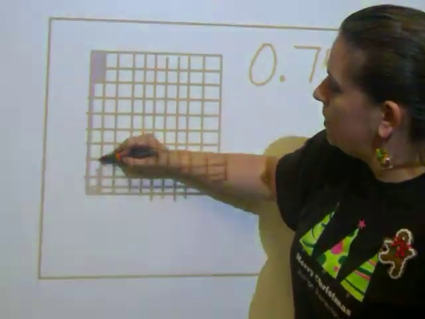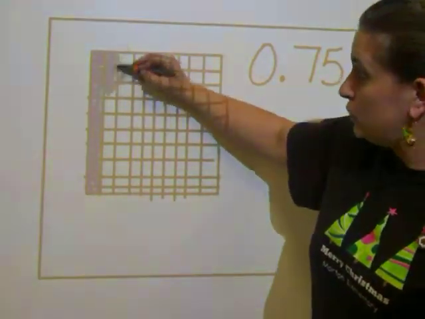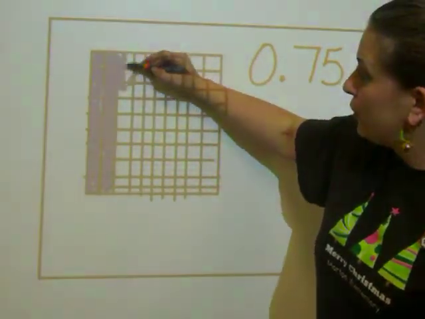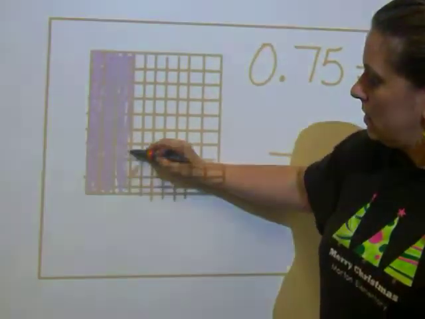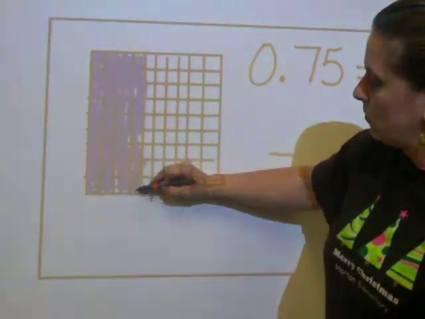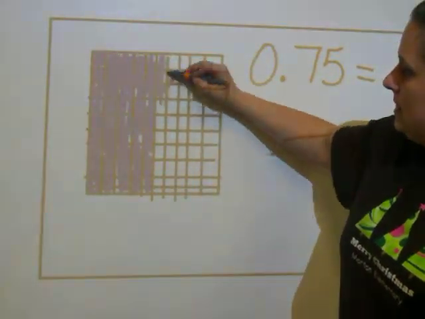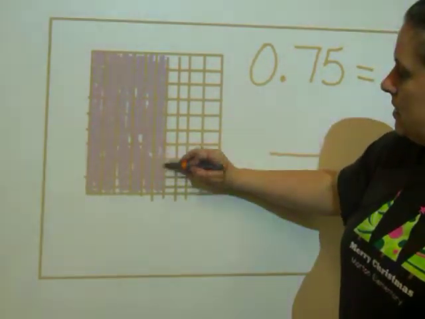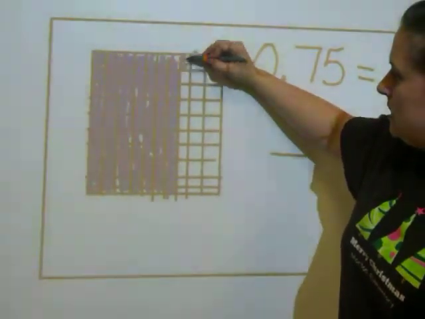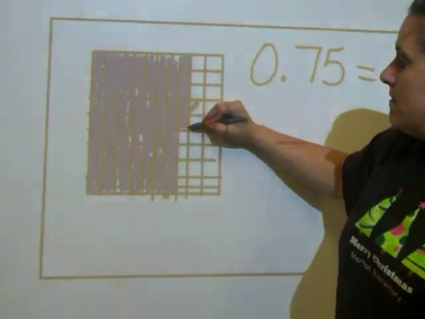this would be 1 whole row, that's 10, and then another row would be 20, another row would be 30, then we do 40, 50, 60, 70, because each row is 10, 71, 72, 73, 74, 75.